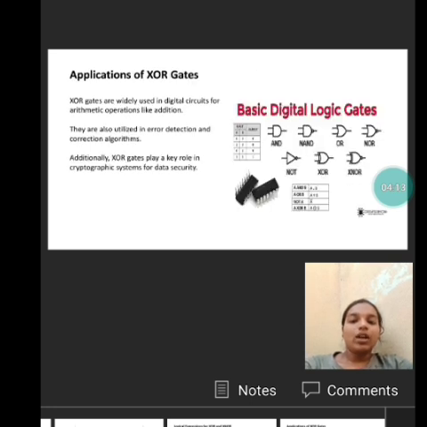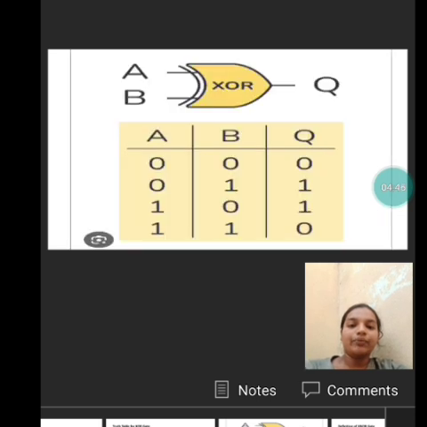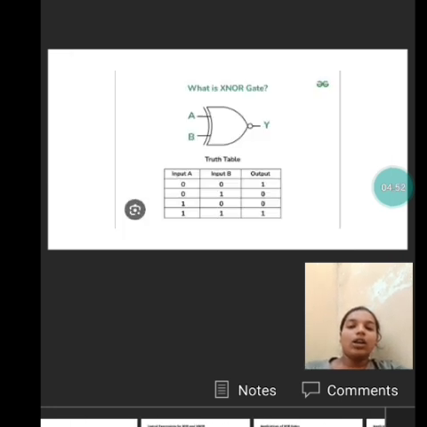Then the applications of XOR gates. XOR gates are widely used in digital circuits for arithmetic operations like addition. They are also utilized in error detection and correction algorithms. Additionally, XOR gates play a key role in cryptography systems for data security. Here is the basic digital logic gate representation of an XOR gate. Next slide is about the XOR gate truth table.